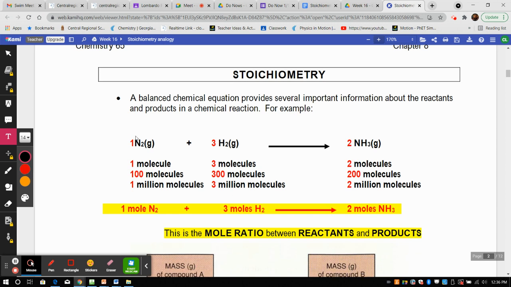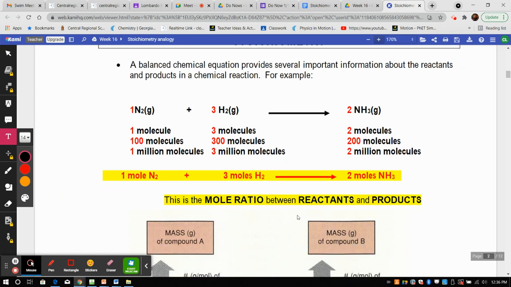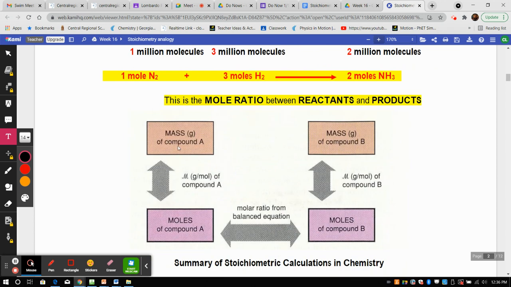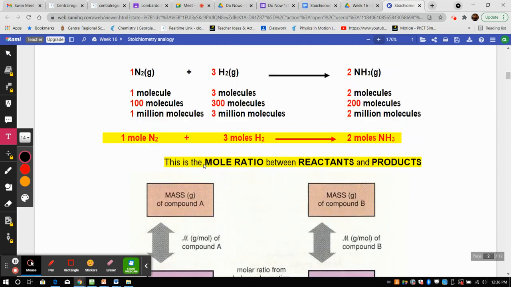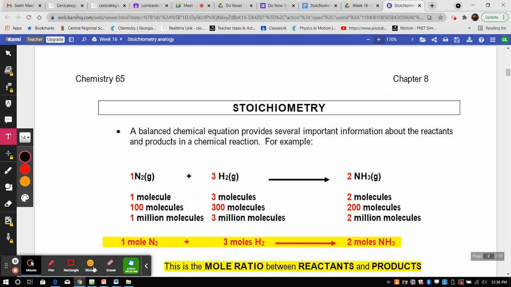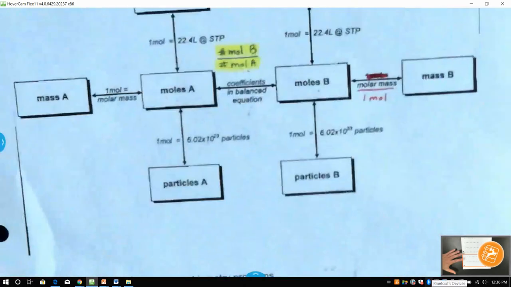So 1 mole of N2, 3 moles of H2, 2 moles of NH3. This is the mole ratio. This is absolutely needed. So to go from any one substance to another in a relationship like this, we are going to be using this mole map, this flow chart.